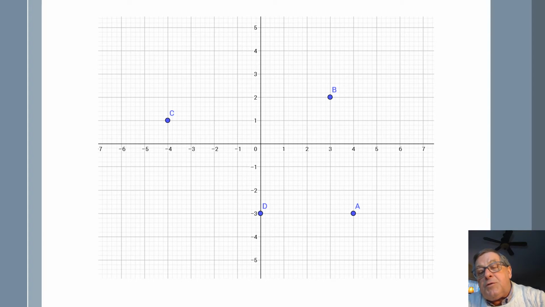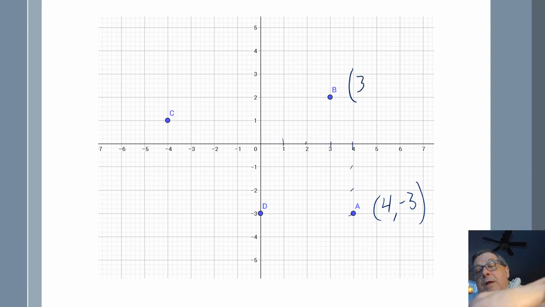So here, this was the first point I graphed, which was point A. We're coming down the x-axis 1, 2, 3, 4, and then down the y-axis 1, 2, 3. So this is the point 4, negative 3. Let's see, B's up here. We're going across the x-axis 3 and up 2. So that point is 3, x is 3, y is 2.